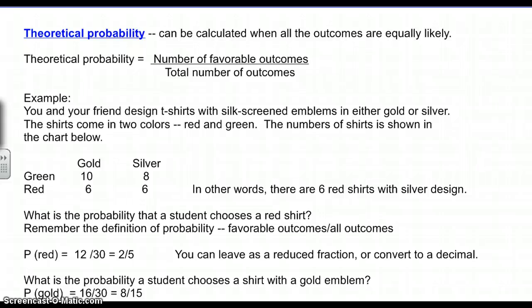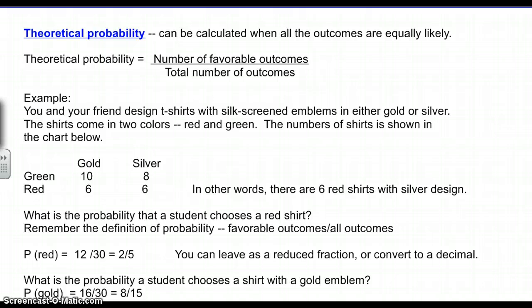So you can look down and you can see the total of gold shirts would be 16 gold shirts, and the total with silver emblems would be 14. If you go across the rows, you see in green shirts we have 18 green shirts. 10 of them have gold emblems, 8 of them have silver emblems. And for the red shirts, 6 of them have gold emblems and 6 have silver emblems on them. Okay? So here's the question.